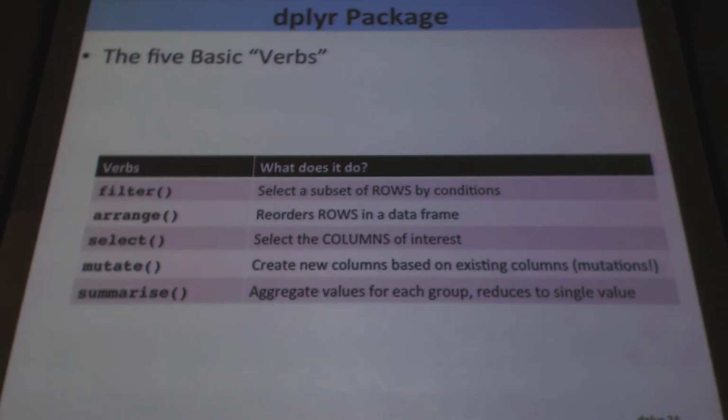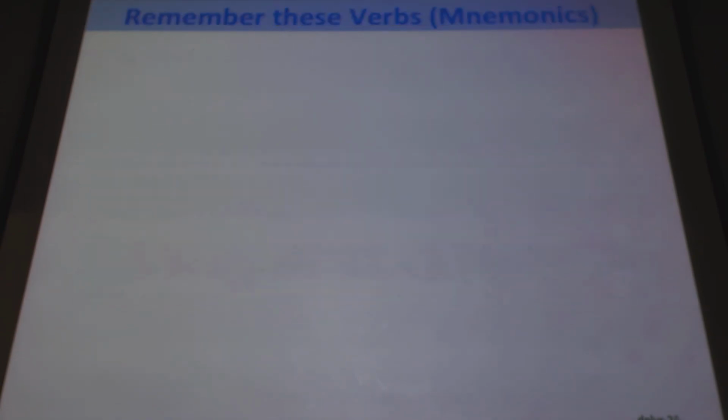We already saw them in some sense: filter, which is subsetting, where you can filter rows; arrange, which is a way to sort or reorder them; select, for columns; mutate, where you can create new columns; and summarize, which is group by. So let me see if I can leave you with this one. This may be my very last slide where I don't have time to show the code, but it's all available in the link I gave you.